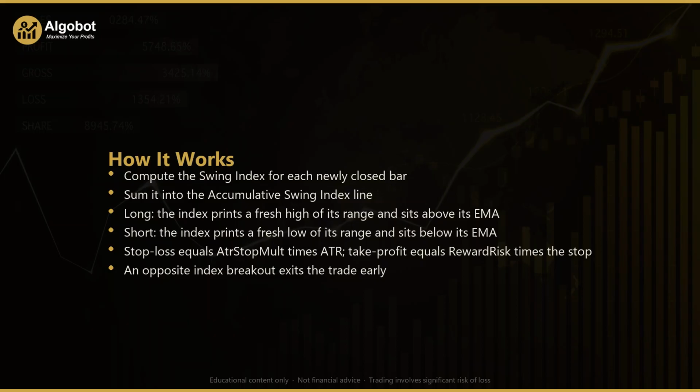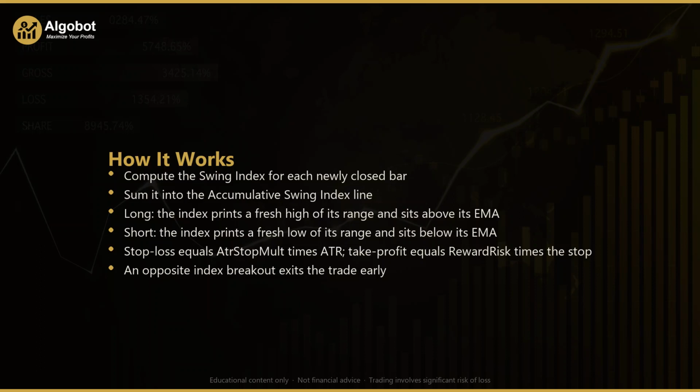Let's walk through the mechanics step by step. The expert advisor works on closed bars only. Every time a new bar opens, it means the previous bar has just finished, and that completed bar is the one the strategy evaluates. This avoids reacting to a candle that is still forming and changing. First, the strategy calculates Wilder's Swing Index for the just closed bar, using that bar together with the one before it. That single value is added to a running total, and this cumulative sum is the Accumulative Swing Index. The expert advisor keeps a rolling history of these values so it can measure the line against its own past.